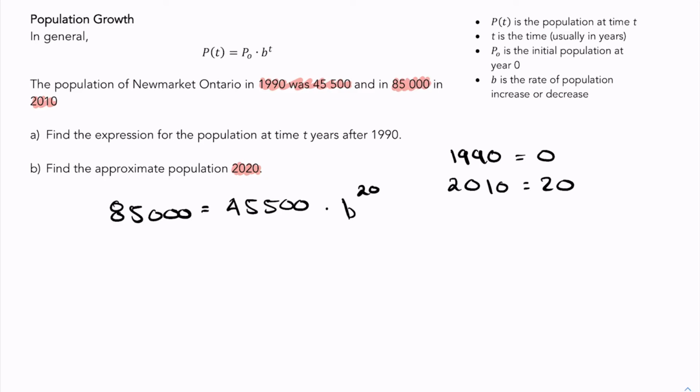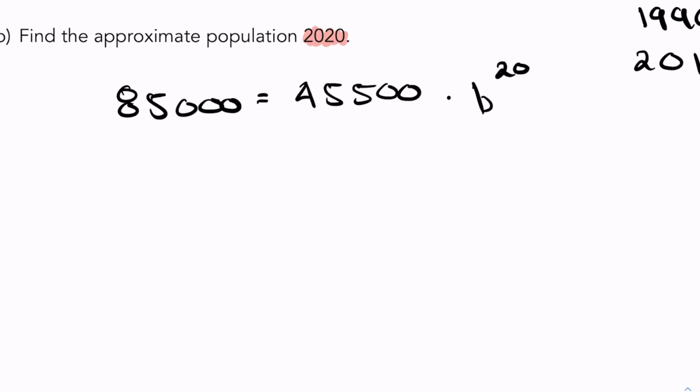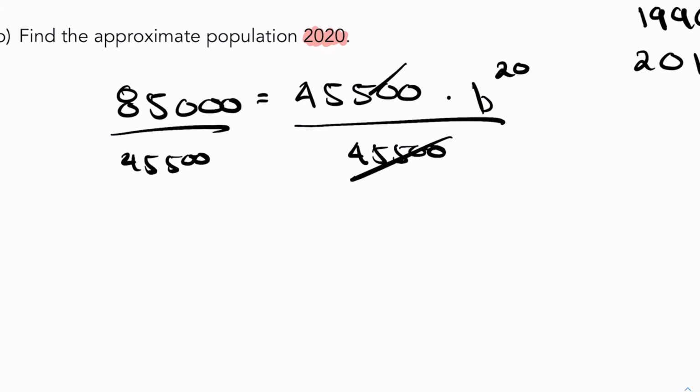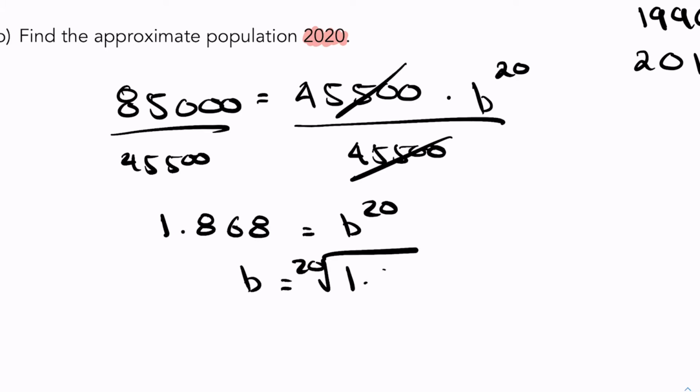So what I have here is an equation that I can solve using methods that we do know. I'll begin by dividing both sides by 45,500. The 45,500 cancels, and on the left-hand side I'm left with 1.868, and that is going to be b to the 20. My b value will just be the 20th root of 1.868. And if you do the math, you end up with 1.037. So that's a population growth of roughly 3.7%.